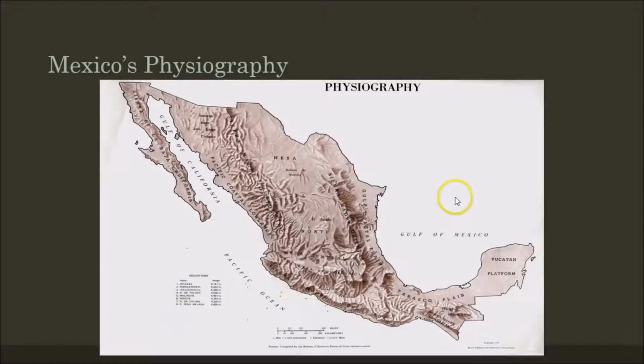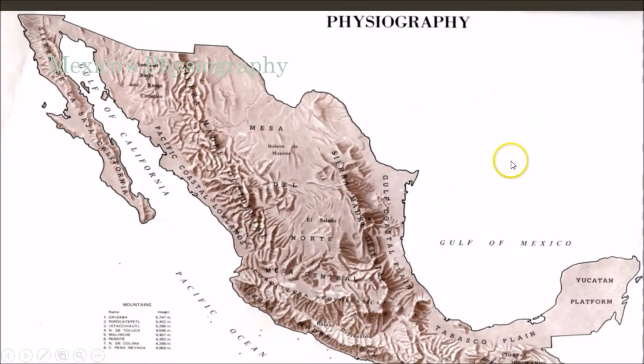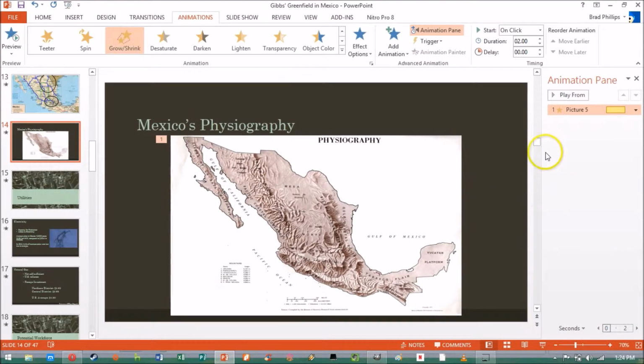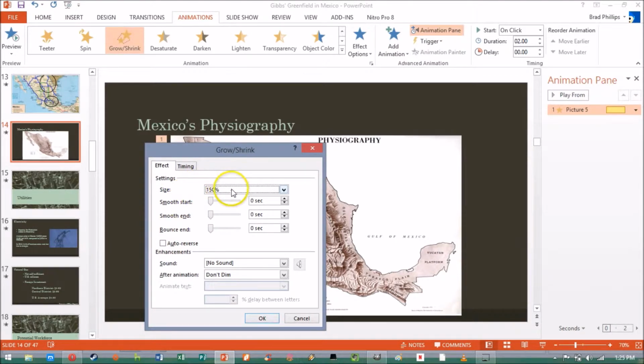If we go into full screen, we can see how it's getting enlarged. I want this image to take up the whole screen, so it's not enlarging it enough. And you can already tell that the map is starting to lose quality. That's one of the reasons why we need to utilize this method of callout. If we go over here to our animation, we can go to the effect options. It's growing it 150%, which I don't think is enough.